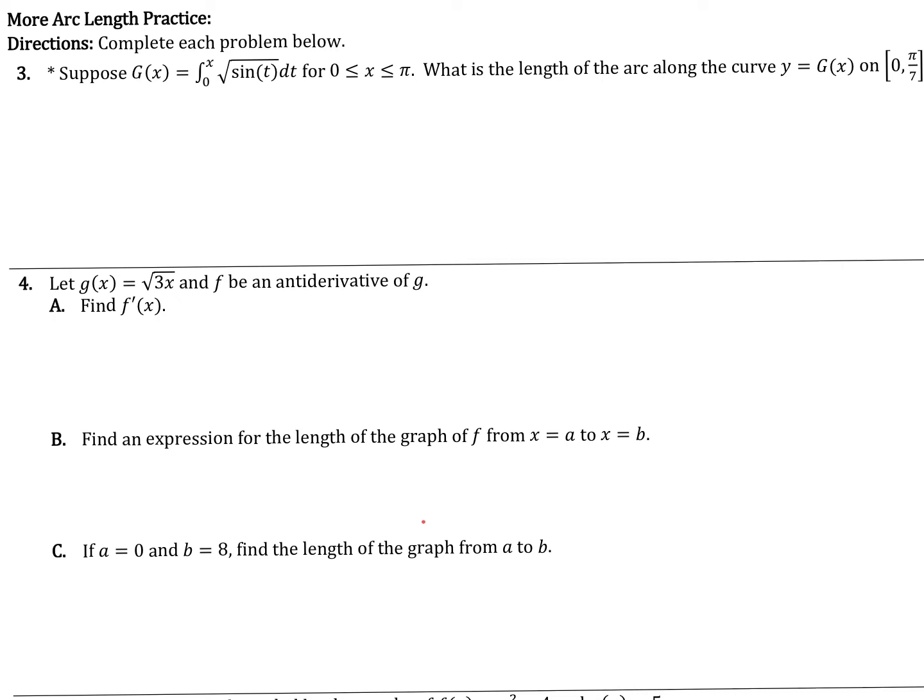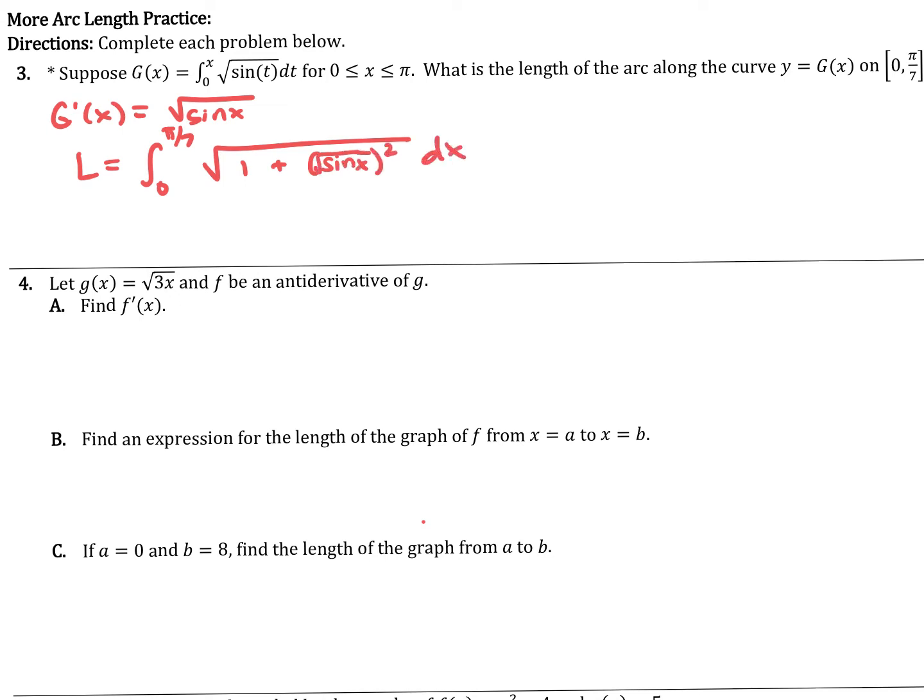So the first thing we need to figure out is what is g prime of x, and that's just going to be using the second fundamental theorem of calculus. So I'm going to get the square root of sine of x, and then I just need to plug that into the formula. We're looking for the length from 0 to pi over 7 of the square root of 1 plus the square root of sine of x, quantity squared, dx. And then you could simplify this to just be 1 plus sine of x on the inside, but since we're using a calculator anyways, I'm going to leave it. This should give you 0.495.